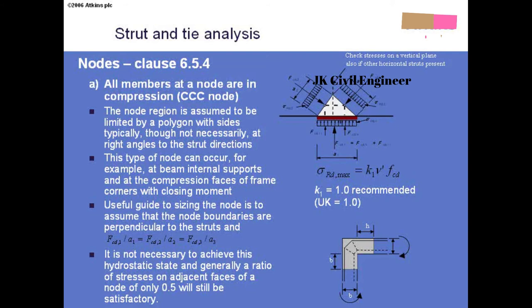As I say, often you just have to live with the geometry you end up with the struts coming in. And so you can still use this limiting stress for this node, providing that the pressure on adjacent faces doesn't differ by more than a factor of two. If it does differ by more than a factor of two, you need to do something else, reconfigure your model. But anyway, the CCC node basically has the highest allowable pressure of the three nodes, and we have a pressure of K1 times nu dash times fcd. And K1 has a recommended value of 1.0, which we also adopt in the Eurocode.